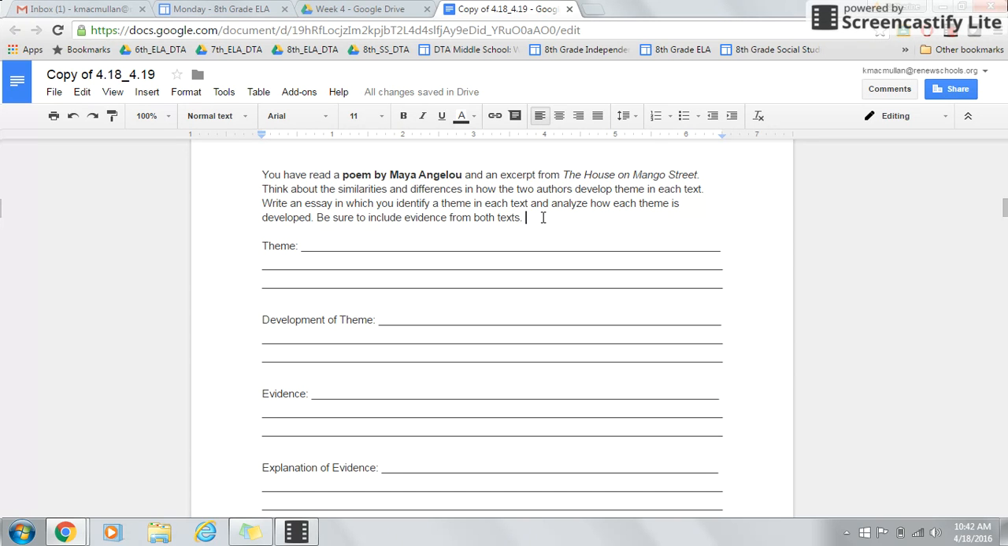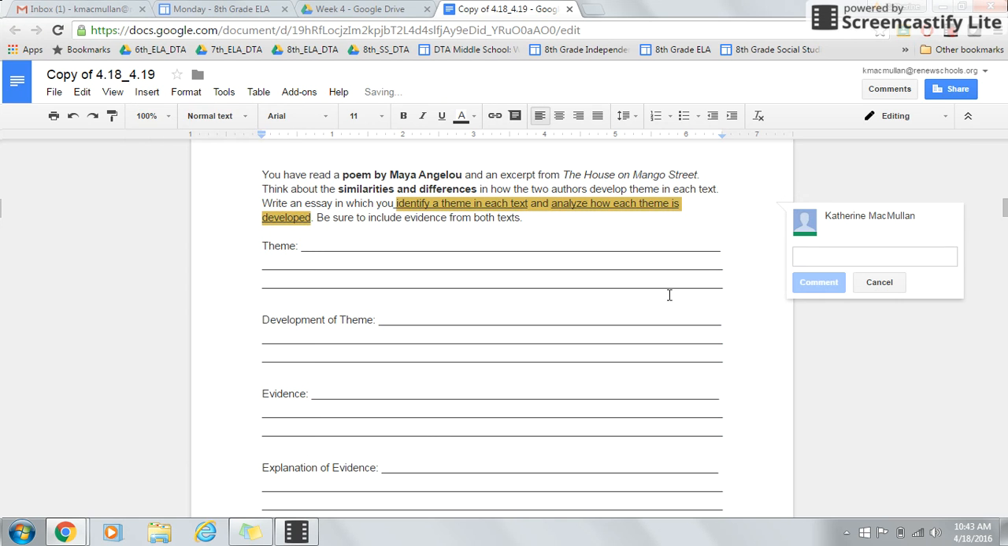It says, you have read a poem by Maya Angelou and an excerpt from The House on Mango Street. You haven't read that yet? We're going to read it tomorrow. Think about the similarities and differences in how the two authors develop the theme in each text. Write an essay in which you identify a theme in each text and analyze how each theme is developed. Be sure to include evidence from both texts. So right away, we know the two things that we're doing. We are going to ask ourselves, what is the theme? And how is the theme developed? Those are the two questions that we're answering.